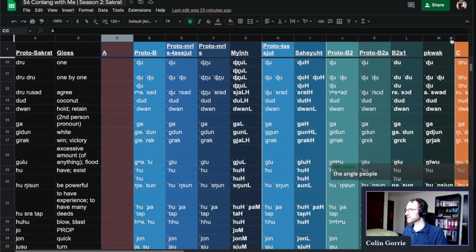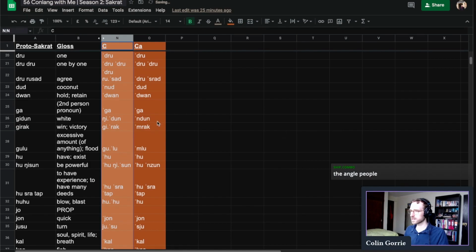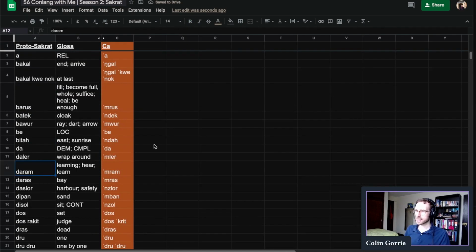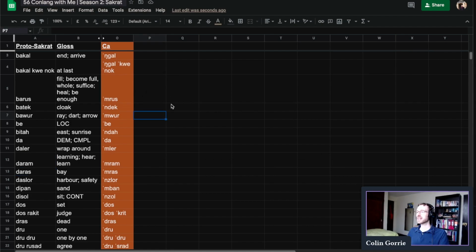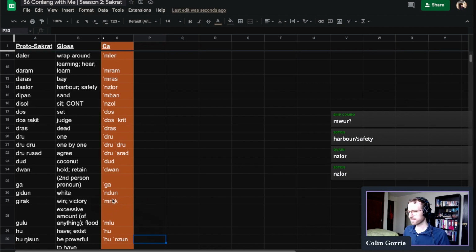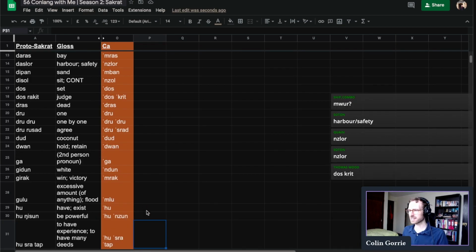So to do this, I'm going to hide these columns. I'm going to even hide C. And I'm going to slowly scroll down. And if you see anything cool, let me know. I'm going to point out a few things that I see that I think are cool on the way. I kind of like this nzlor. I kind of like mrak, although that might be taken by a natlang.